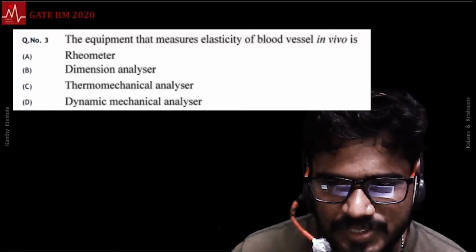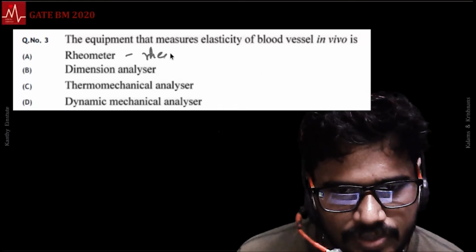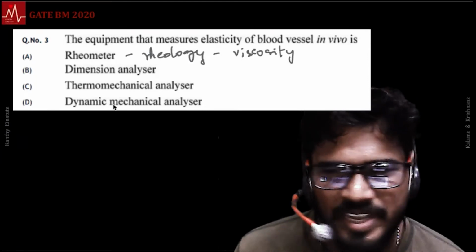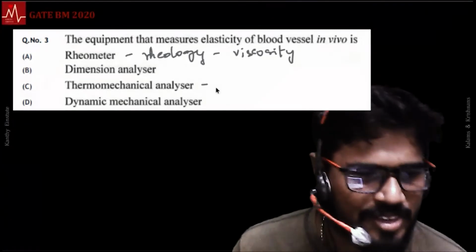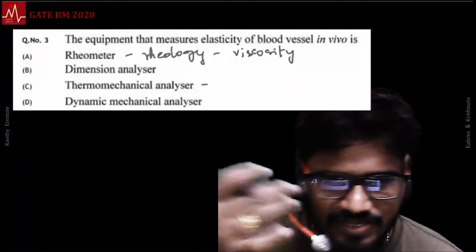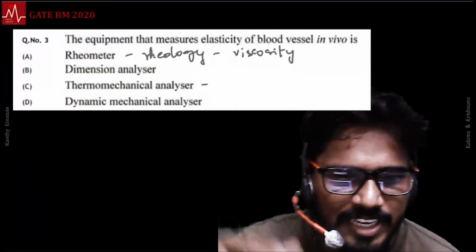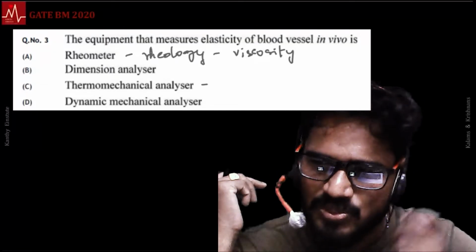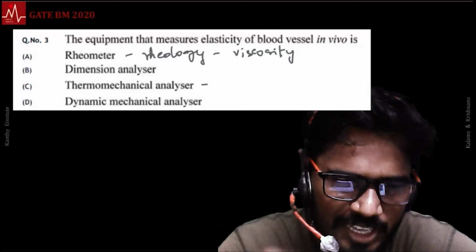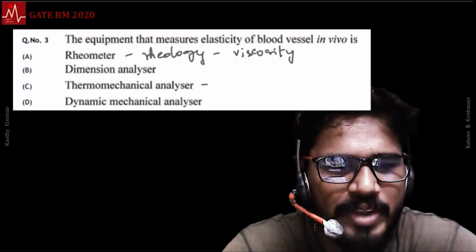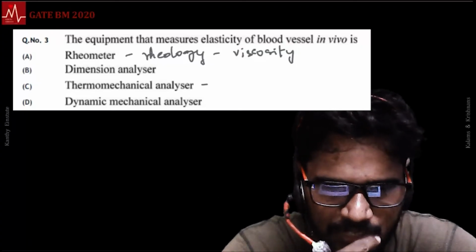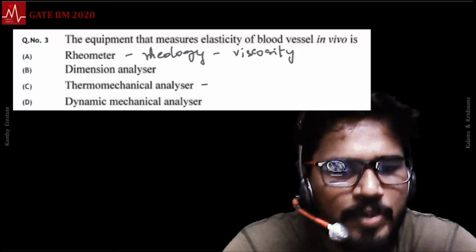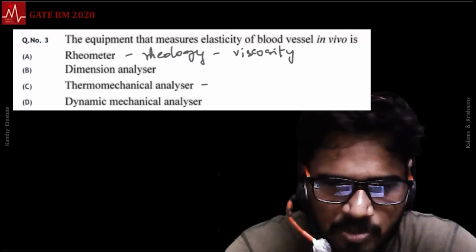Rheometer: rheology, viscosity, fluid properties, specifically viscosity. Thermomechanical analyzer: for polymers, the mechanical, chemical, and physical properties are highly temperature dependent. So you want to analyze mechanical properties and thermal properties together, or mechanical properties as a function of temperature. A bone cement, for example, right? Those are best analyzed with thermomechanical aspects, or characterized with a thermomechanical analyzer.